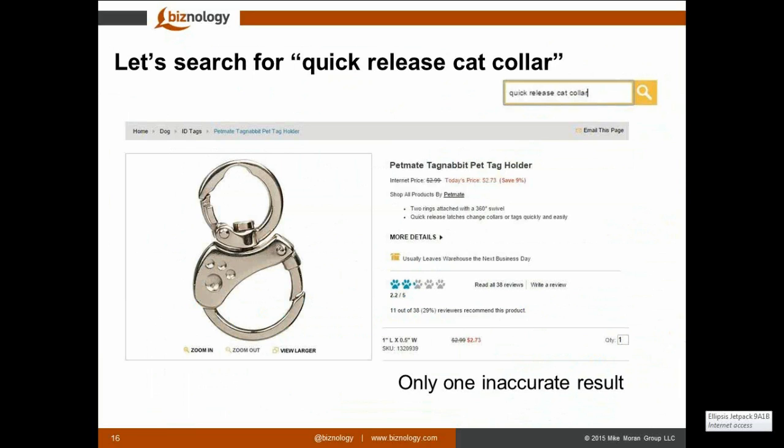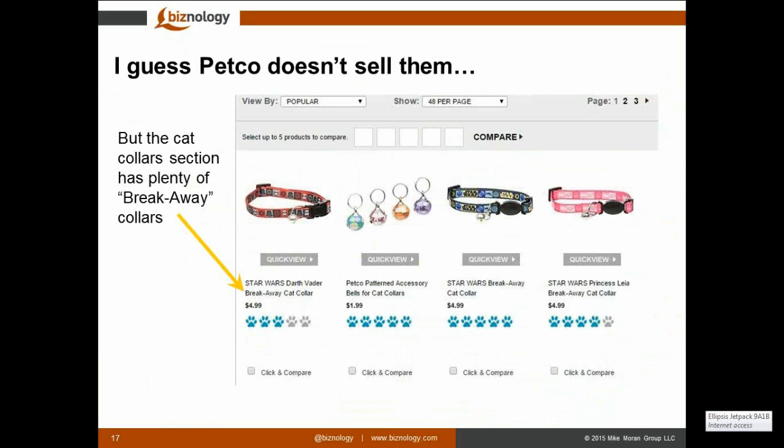Let's look for quick release cat collar. Okay, you only have one inaccurate result. That's not really what we were thinking about, right? So what's happening here? You say, well, I guess they don't sell them. I guess they may not have that. But the actual truth is they do sell it, and they're called breakaway collars.